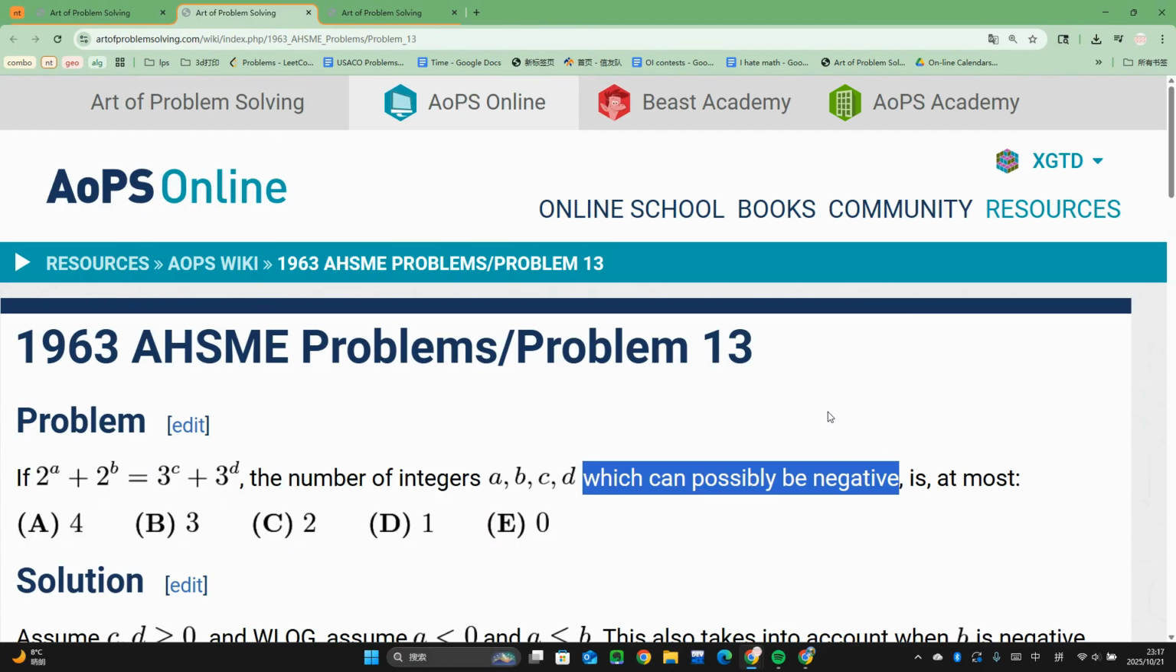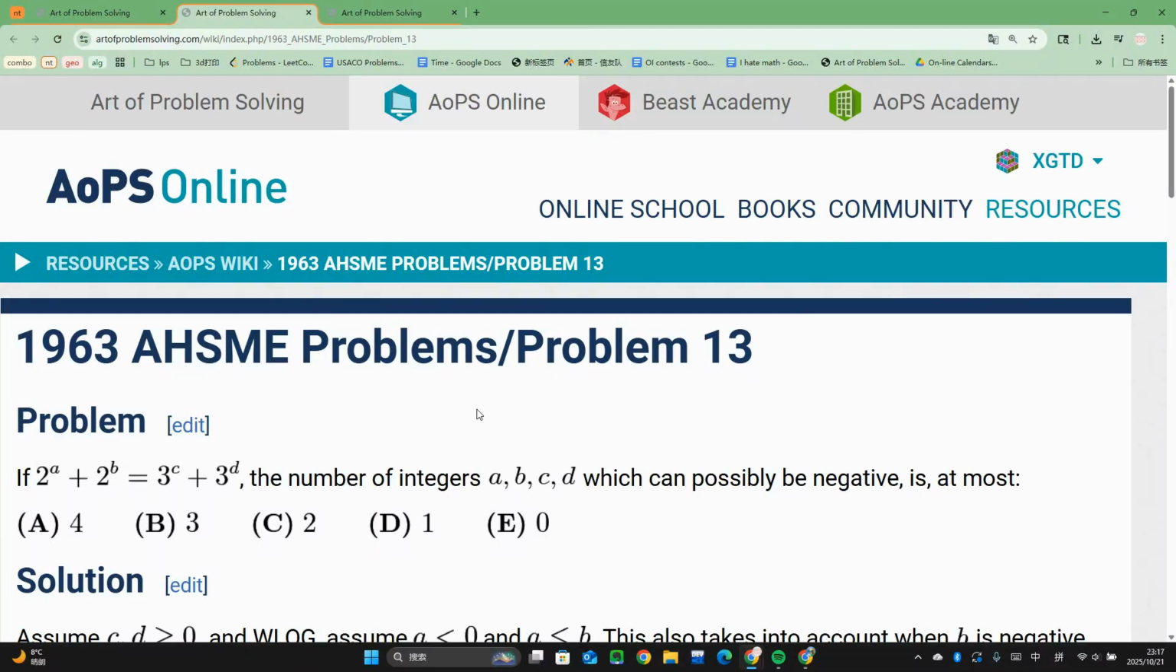And then I asked ChatGPT, and it told me that this means we're being asked how many of these integers can possibly be negative, which, like, the grammar just doesn't make sense to me at all. But it's okay. It's just because this is a 1963 problem. So I hope AMC has that problem fixed now.